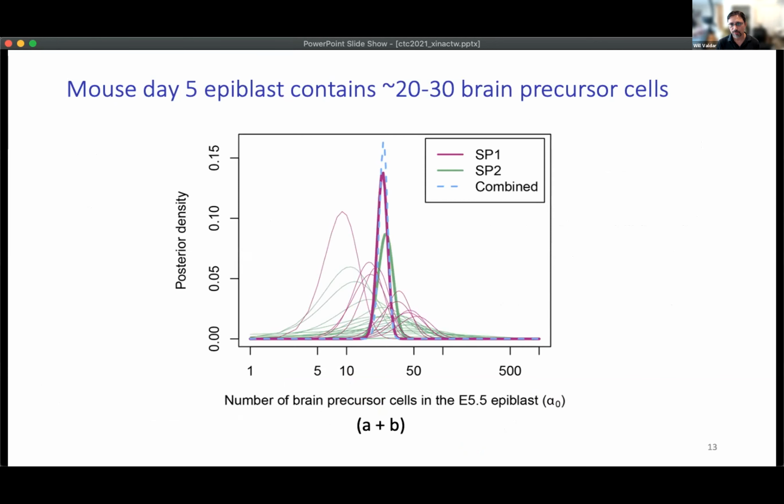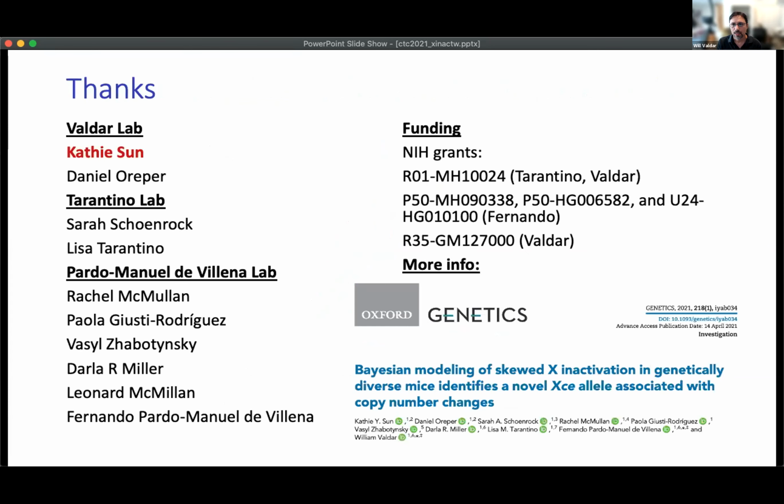This is a posterior distribution that we backed out of our model, and the blue dotted line is showing the consensus. So that's kind of cool, because if you imagine a day 5 embryo, none of those cells know that they're going to be brain precursor cells. There's no indication that that's going to happen. So we're actually estimating something that at least in this decade would be very difficult to discover experimentally. And this is a hidden, interesting thing. That's all I'm going to say.